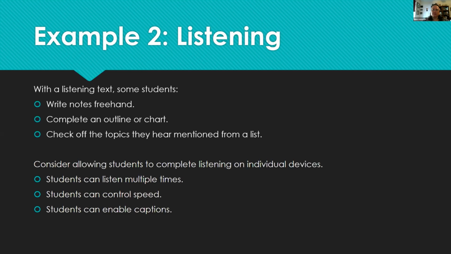necessarily able to access when we present it to the entire class, because the whole group is listening at the same time. So do consider how you might allow students to complete listening on their own individual devices when you're in class.